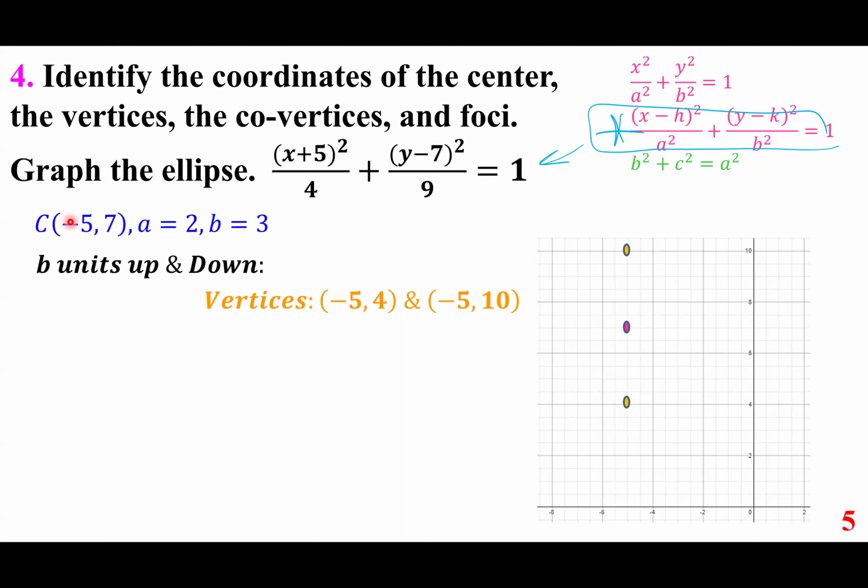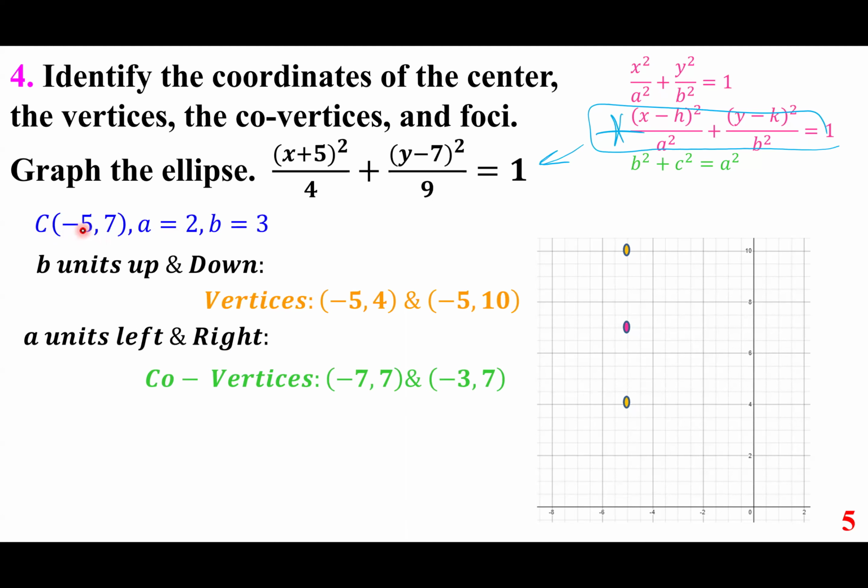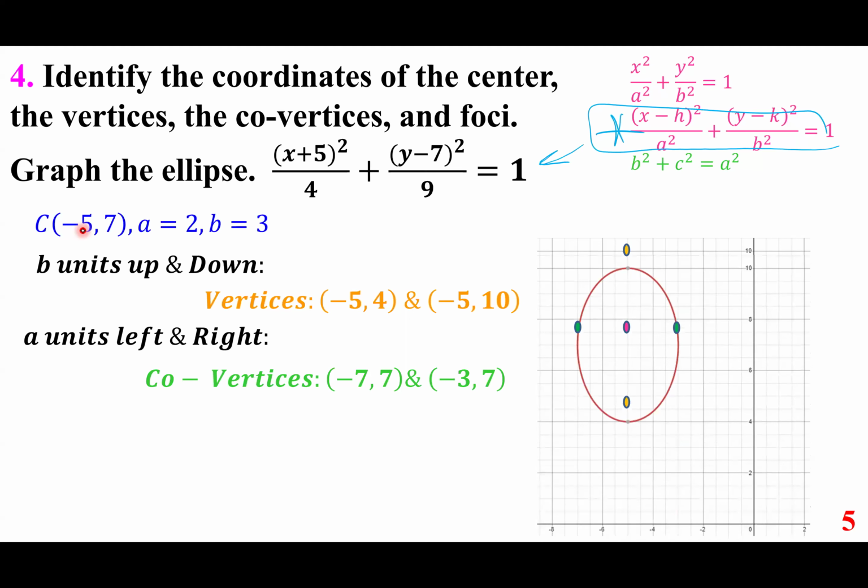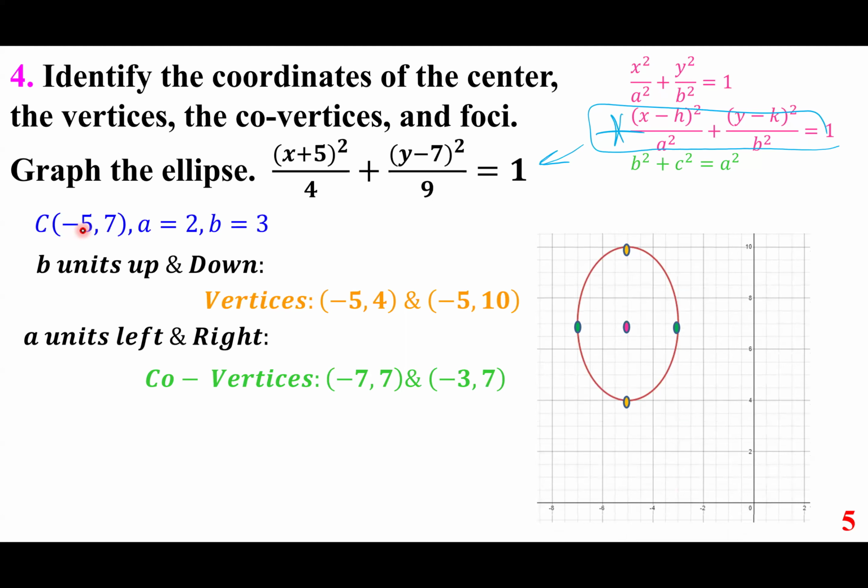a units left and right. So left, minus 5 becomes minus 7, right, minus 5 plus 2 becomes minus 3. So a units left and right. Now, put them all together. That's the graph.